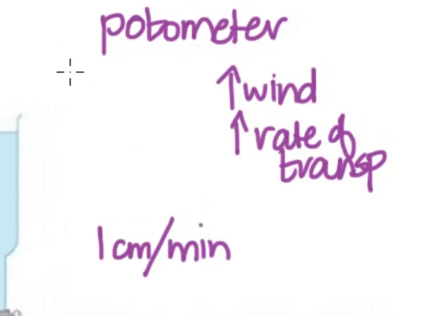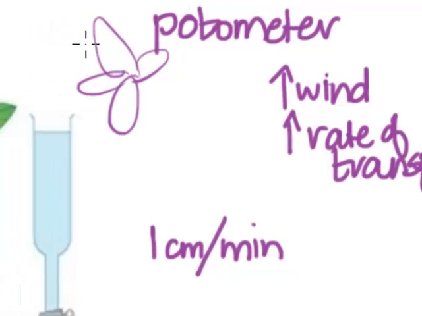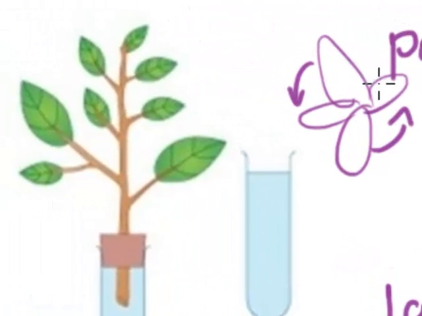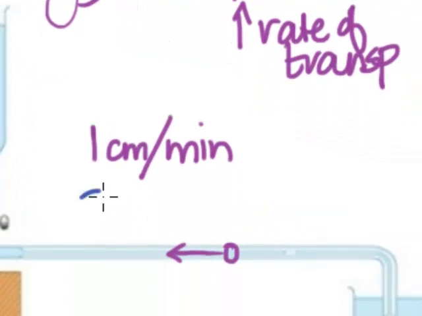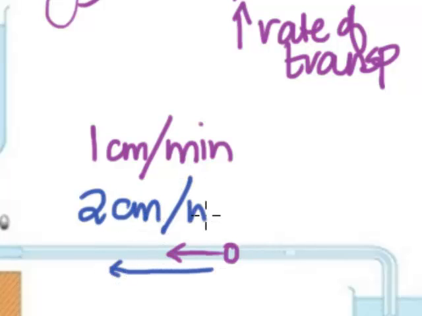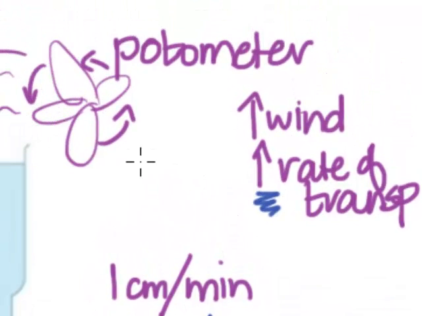We would then put a fan next to the plant, and the fan would blow the air currents over the plant, and this of course would simulate or copy wind in the environment. What would happen to the rate of transpiration? We would see that we would have an air bubble that moved much faster, and we would see that there's an increase in the rate of transpiration with an increase in wind.